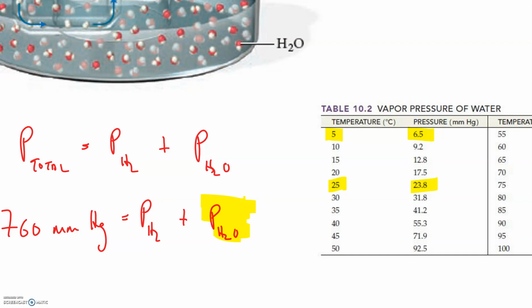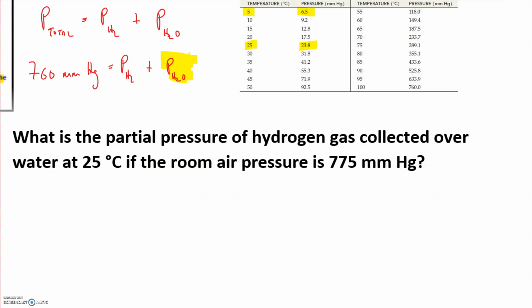So let's see how we use this to solve a partial pressure problem. Say that 3 times fast. So this is the type of question that we're going to try to solve. It says, what is the partial pressure of hydrogen gas collected over water at 25 degrees Celsius if the room air pressure is 775 millimeters of mercury?